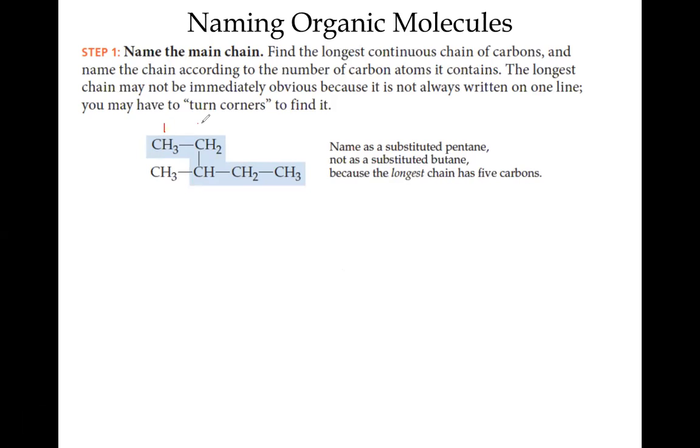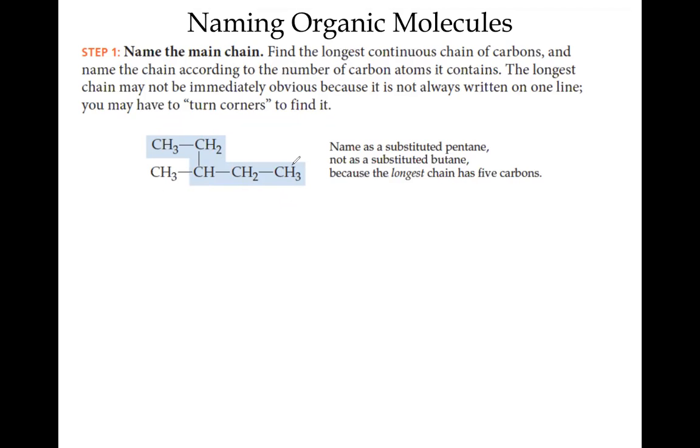So 1, 2, 3, 4, 5. Right? That's the longest carbon chain we can find. If we did something else, if we did this, it'd be 1, 2, 3, 4. Not as long as 5. Okay. And notice I numbered it this way: 1, 2, 3, 4, 5. Not 1, 2, 3. And I'll get into that later, why we did that direction. But for now, don't worry about that.